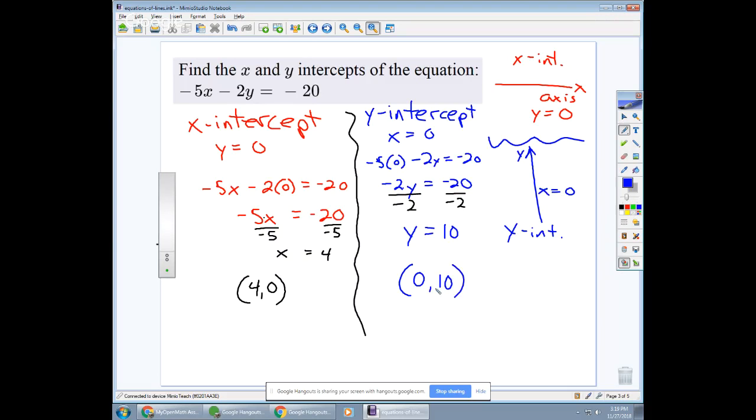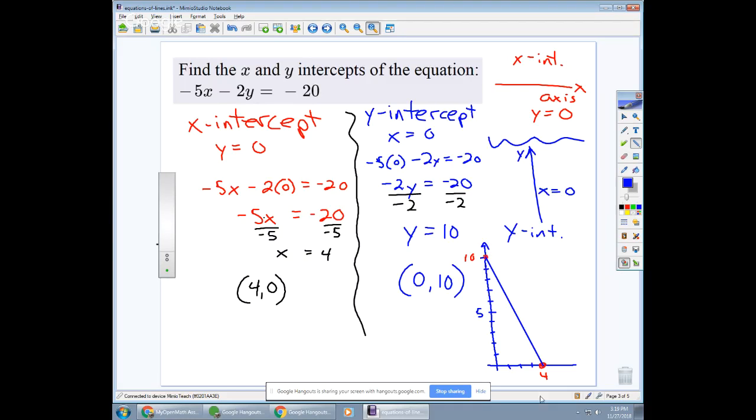How could we check those? Well, we could plug them back in, but that's a lot like doing this here. And that's okay. We could also try graphing this. So for example, if I were to graph this, 1, 2, 3, 4, I have a point there for the x-intercept. And then 1, 2, 3, 4, 5, 6, 7, 8, 9, 10. We got another point up here at 10 for the y-intercept. So the line would go between those 2 points like that.